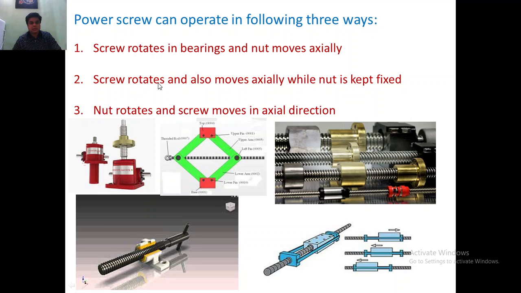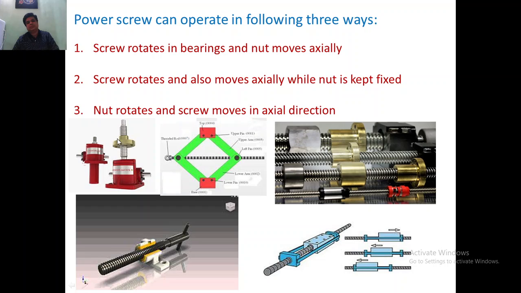And the second case is the screw rotates and also moves axially while the nut is kept fixed. You can see here, this is the nut. The nut and the frame are fixed, and this screw can rotate and move inside this fixed frame. And one more case is that the nut rotates and the screw moves in an axial direction. So here the nut can rotate and the screw moves in the axial direction.